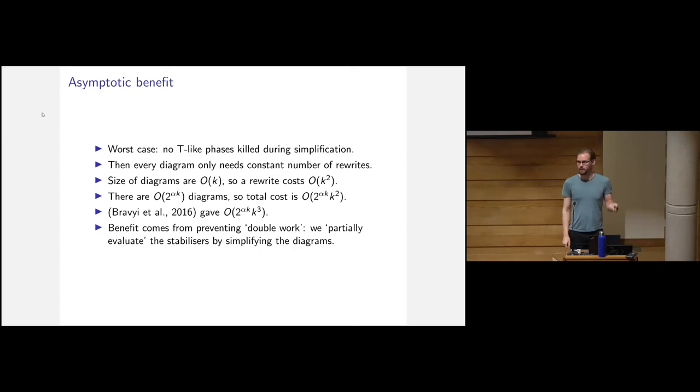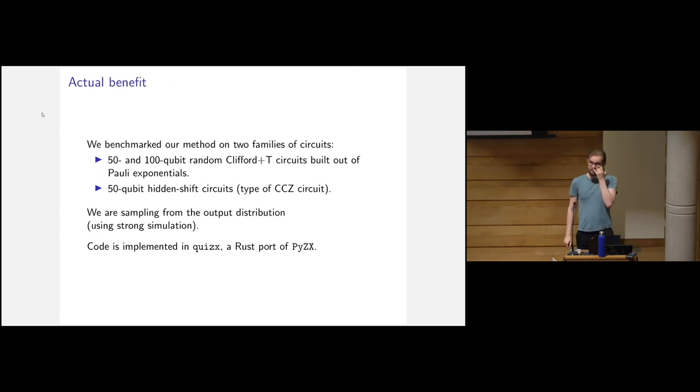That's the asymptotic benefit. But we think in practice, the benefit comes from removing additional T-like phases. We benchmarked on two classes of circuits. First, random Clifford plus T circuits, built out of Pauli exponentials with 2 to 4 legs, randomly placed on a circuit with a fixed depth, where each one adds 1 T gate. We do these for about 50 and 100 qubit circuits.